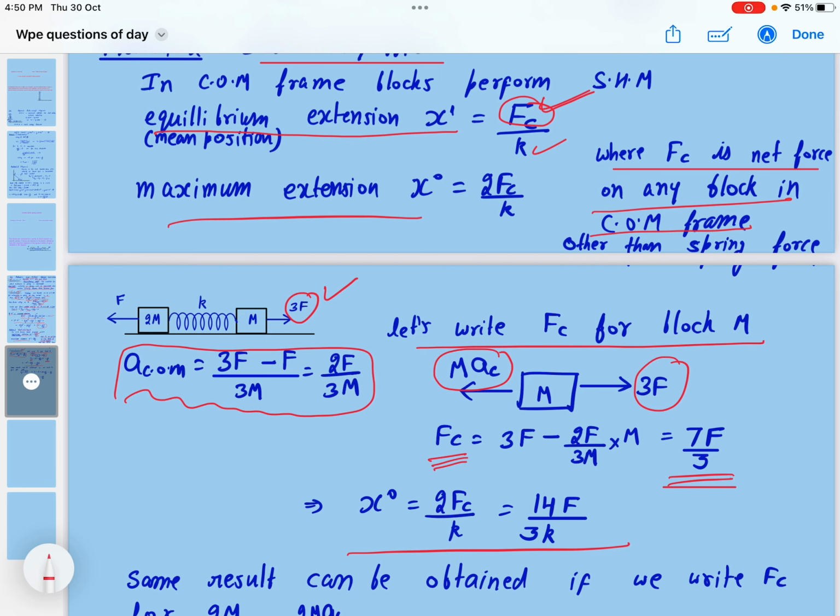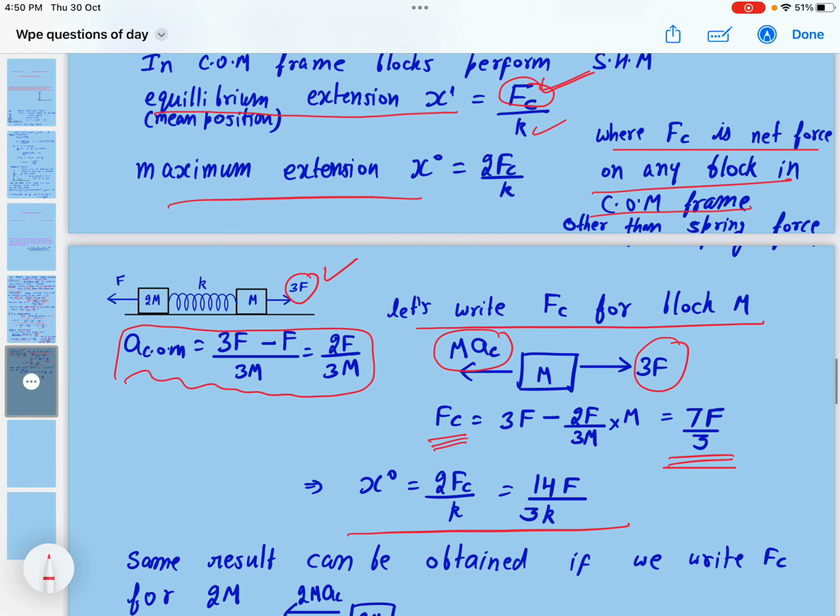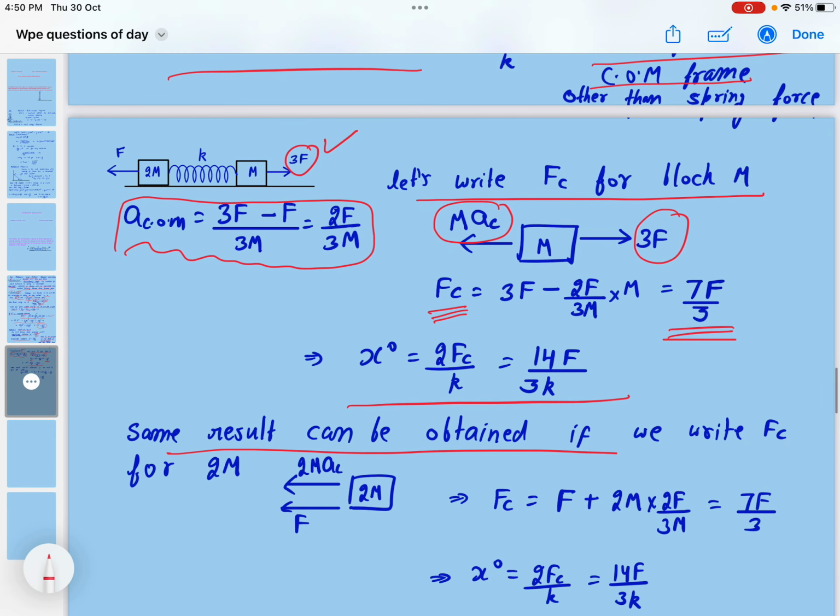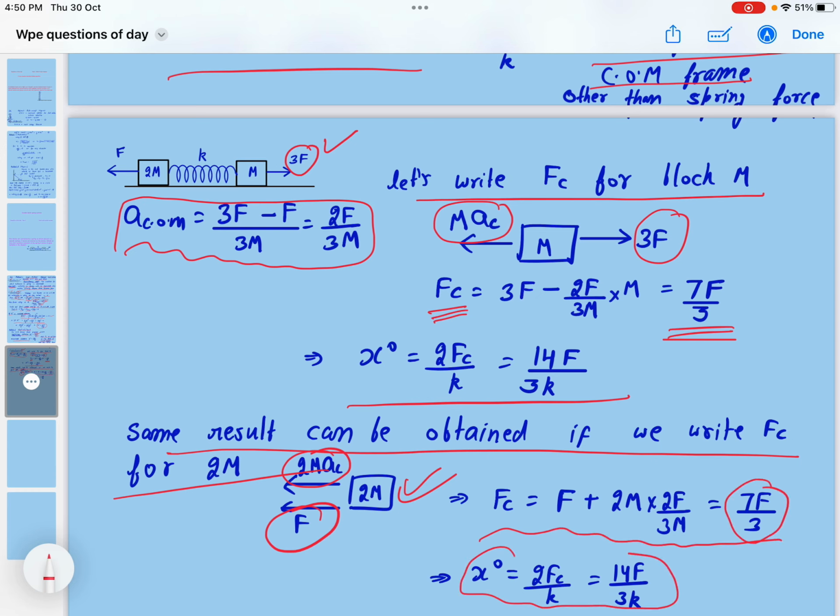Now the same thing we can obtain by considering Fc for block 2M also, right? So the same result can be obtained if we write Fc for 2M. On 2M what are the forces acting? The actual force F is acting, and the pseudo force towards the left, 2M into AC, right? 2M is the mass of the block and AC is the acceleration. So this we are getting, beta, Fc 7F by 3. Then the maximum extension we will get is 14F by 3K, right? In this way we can find the maximum extension in the spring.